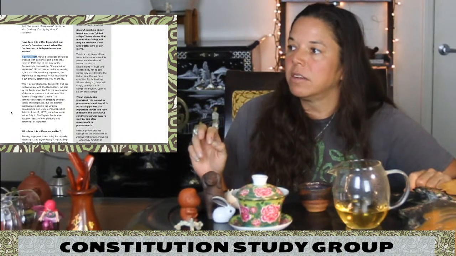This is demonstrated not only by documents that are contemporary with the Declaration, but by the Declaration itself and the continuation of the same sentence that contains the pursuit of happiness phrase. The continuation speaks of affecting people's safety and happiness, but the clearest explanation might be the Virginia Convention's Declaration of Rights, dated June 12, 1776, just a few weeks before July 4th. The Virginia Declaration actually speaks of pursuing and obtaining happiness. So that's a difference, you know, perhaps if the Declaration had included this word obtaining instead of just pursuit.